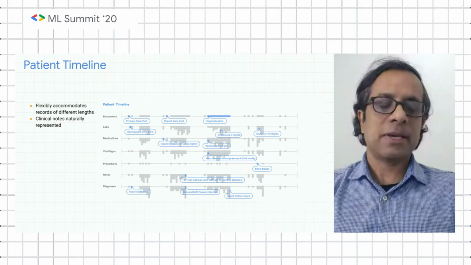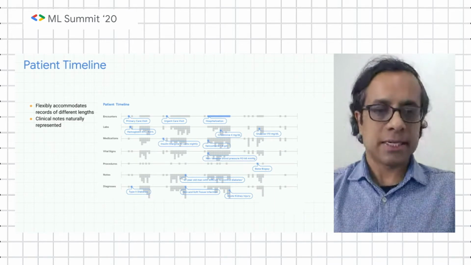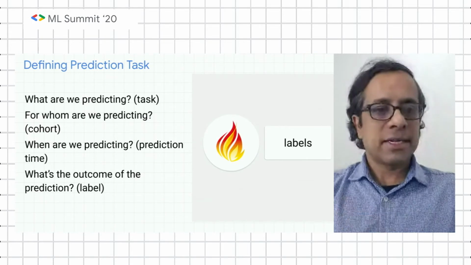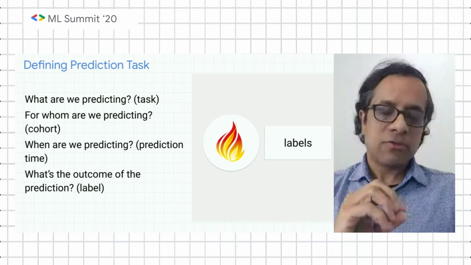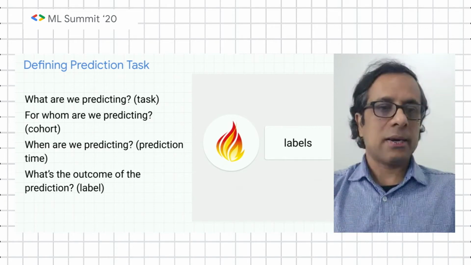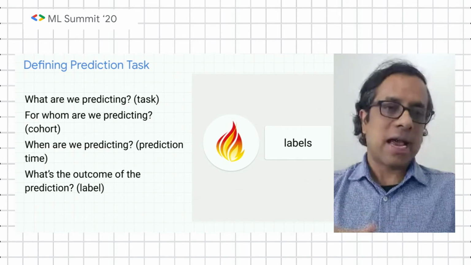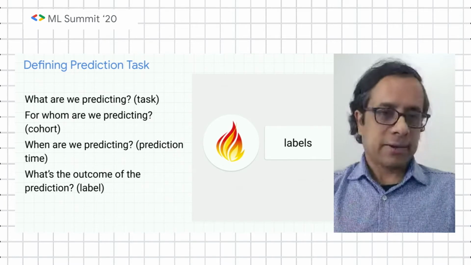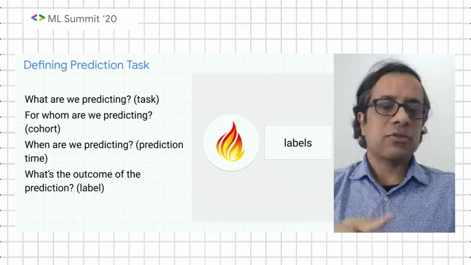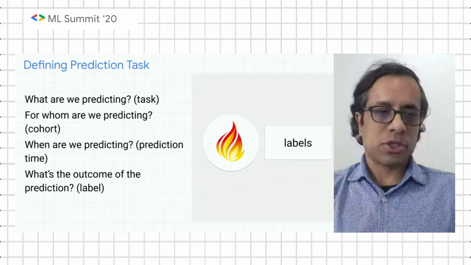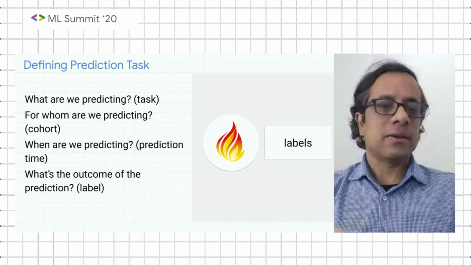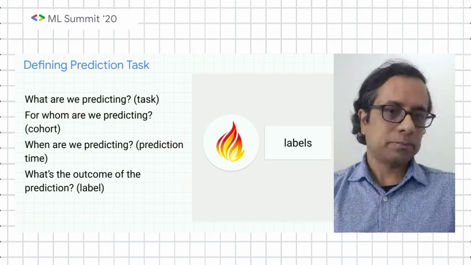But once you know this patient timeline and how it is represented, now let's look at the prediction task. What you are really predicting, and for whom you're predicting, like identifying the right cohort. For example, whether you're predicting for pediatric visits versus adult visits. Then the prediction time that I mentioned before, whether it's 24 hours after admission or 48 hours after admission, things like that. And what level you're predicting, like whether it's the length of stay or the readmission, and so on.